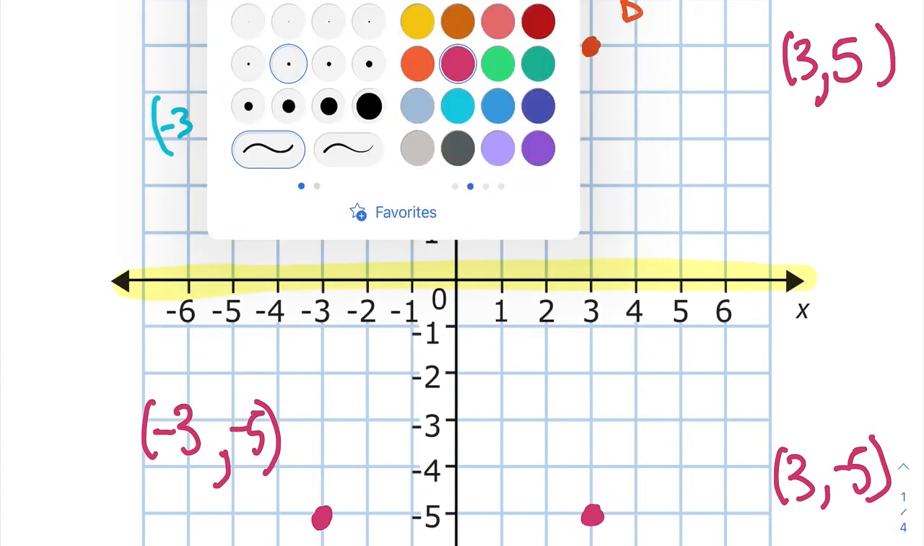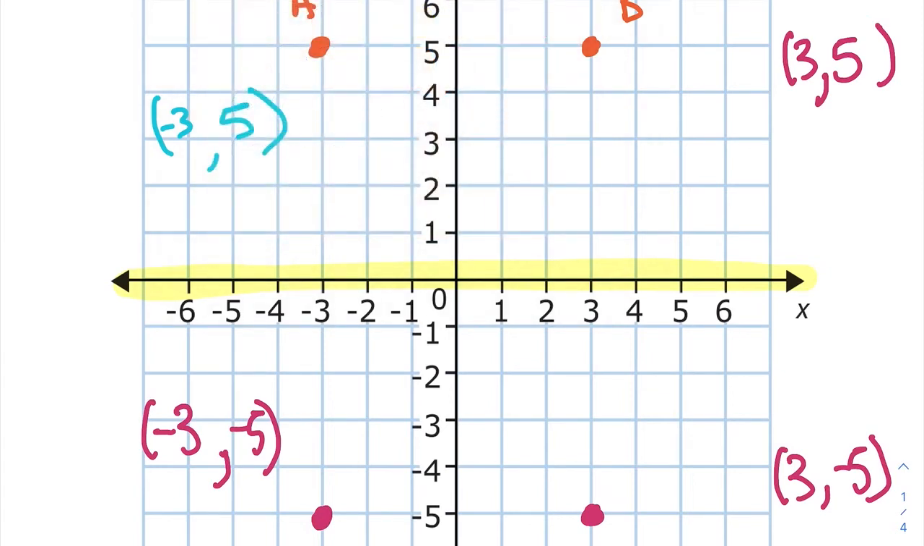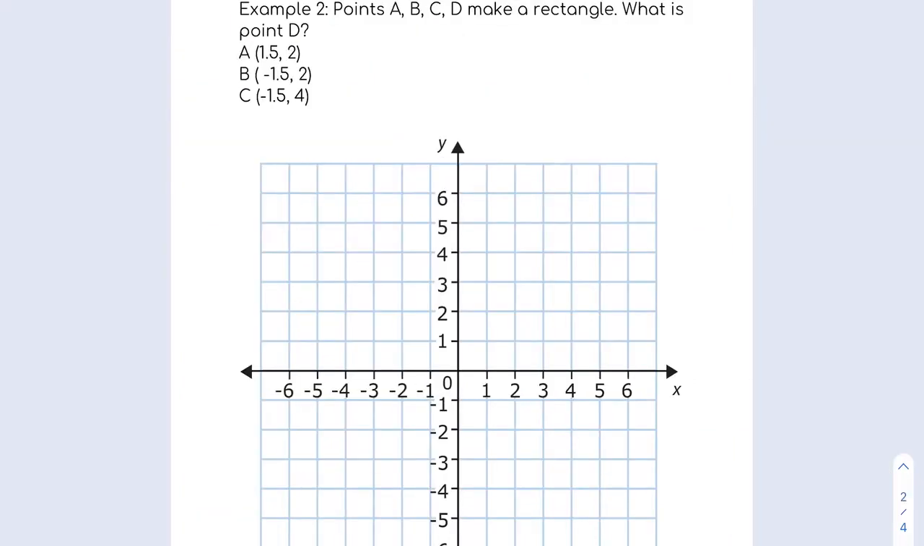And then if we actually connect these points all together, I'm going to choose a different color here, we can see that we have a rectangle. Perfect rectangle. All right, so example 2, points A, B, C, and D make a rectangle.